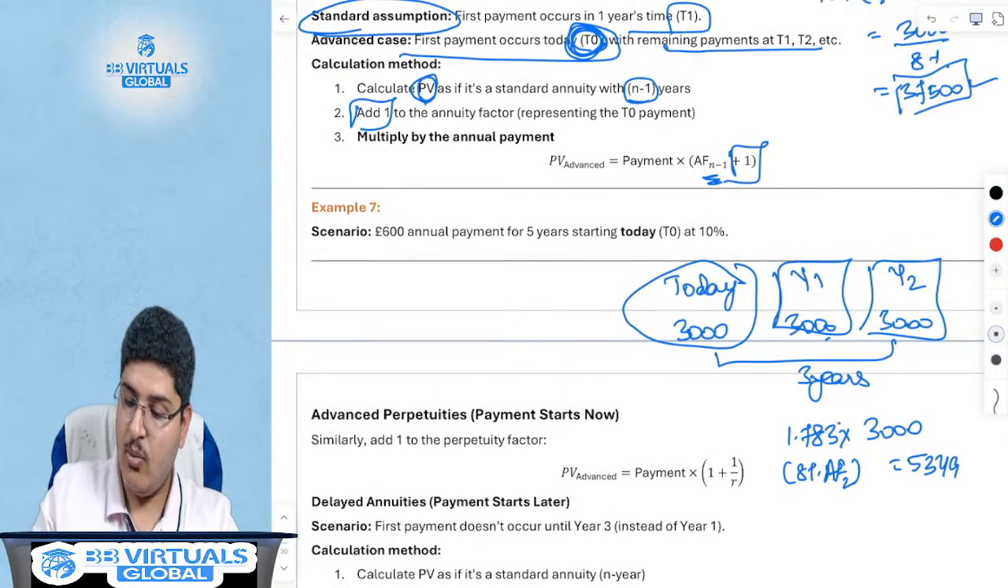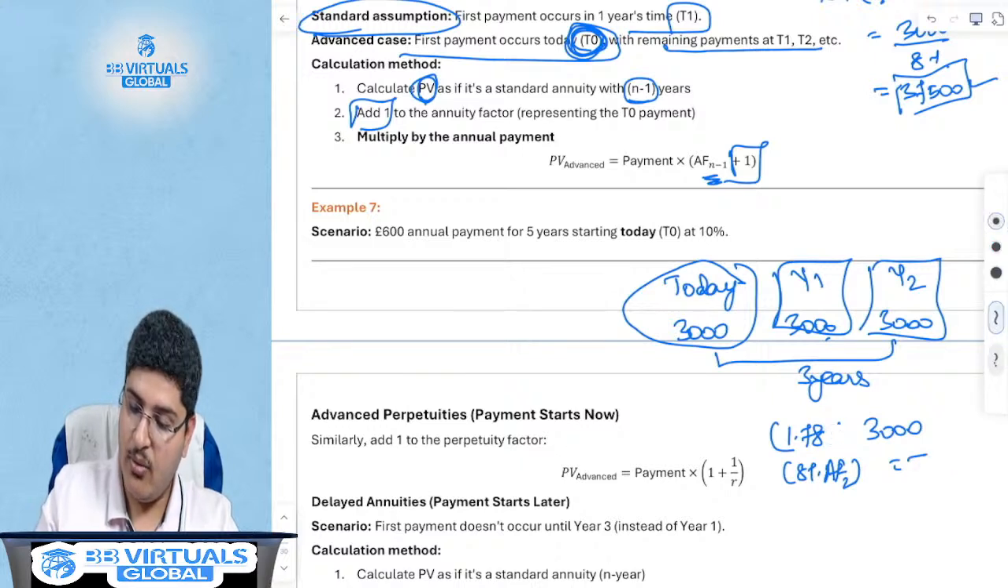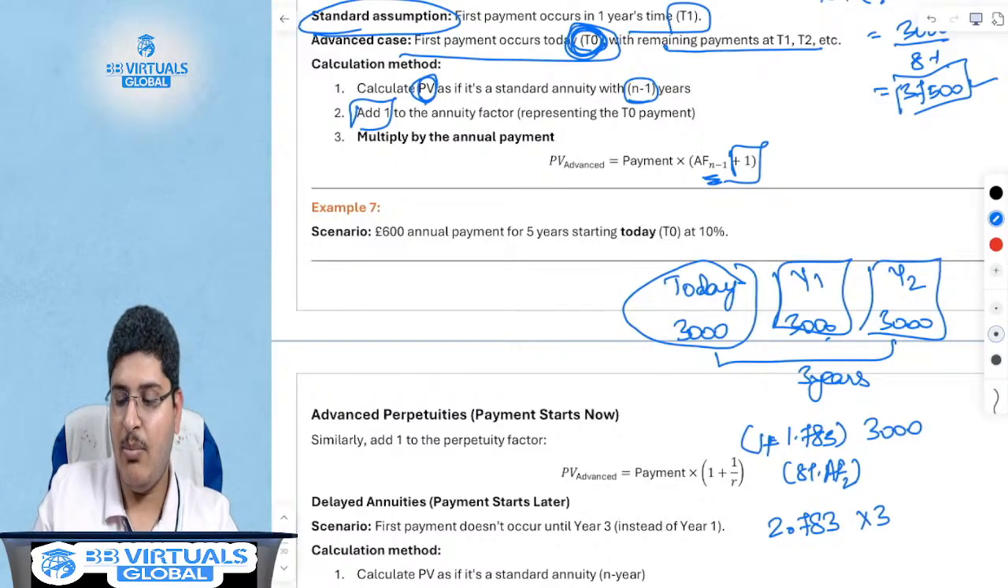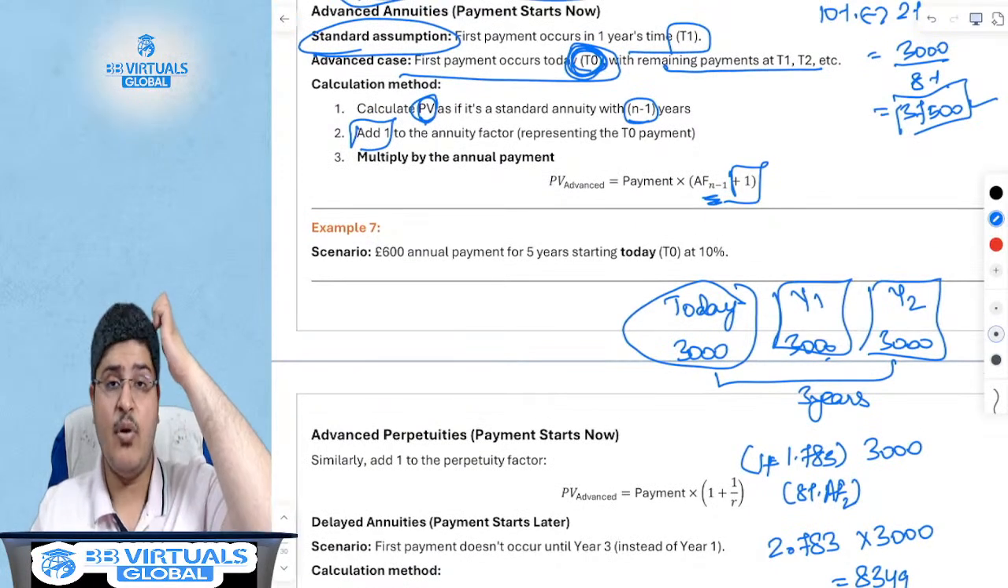Which means you will add 1 to this number. You will add 1 to 1.783. So your annuity factor now becomes 2.783, and you multiply your annual cash flows of 3000. So 3000 into 2.783, your answer is 8349. Your answer is 8349. What is the logic?